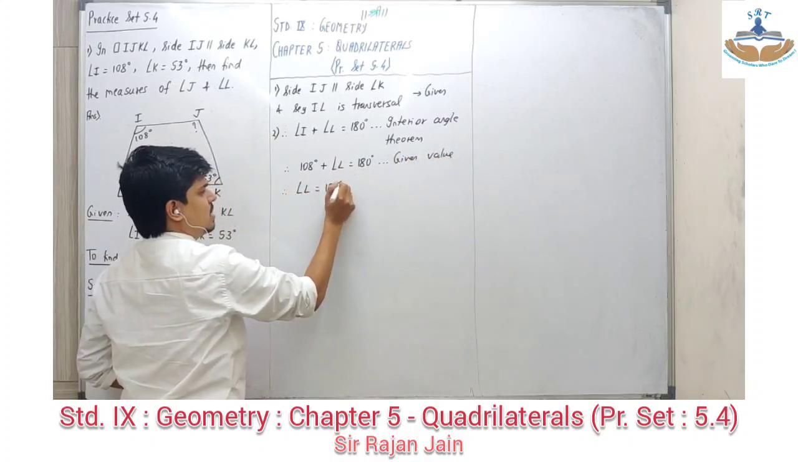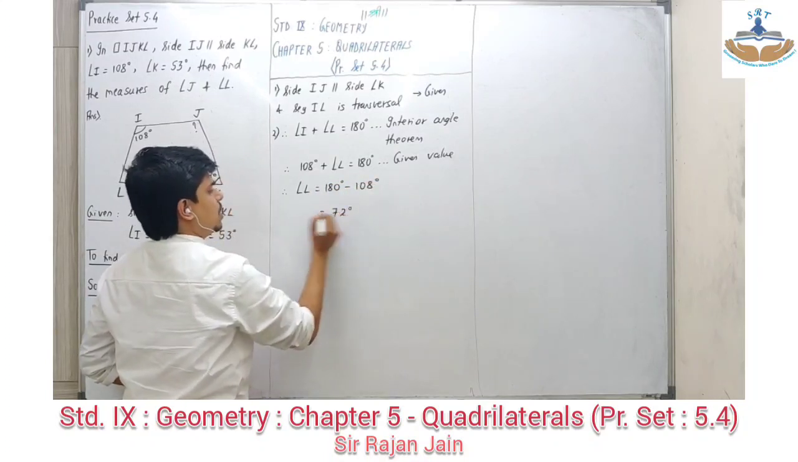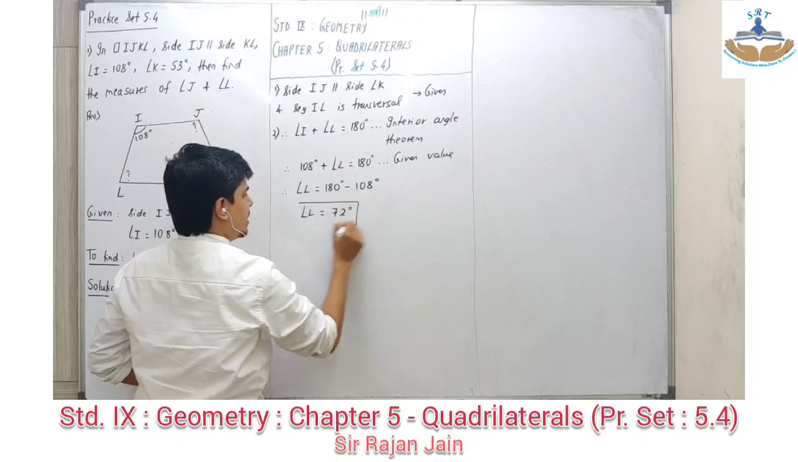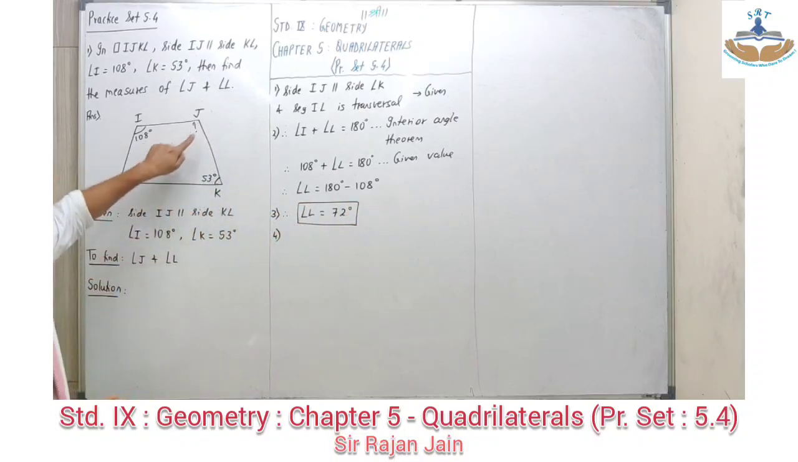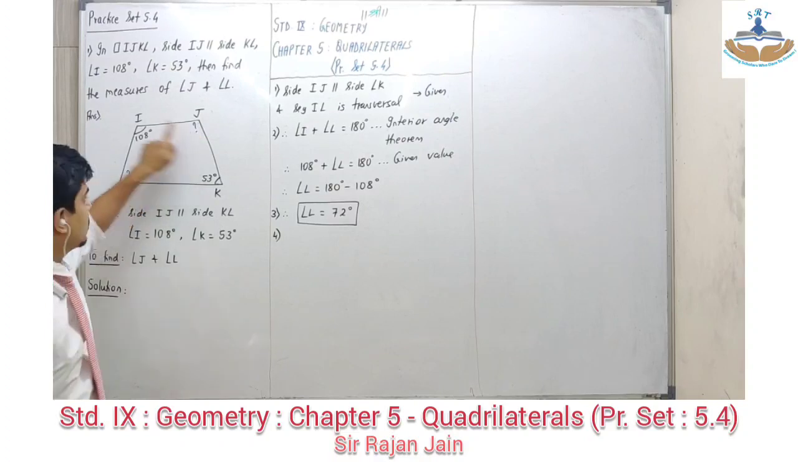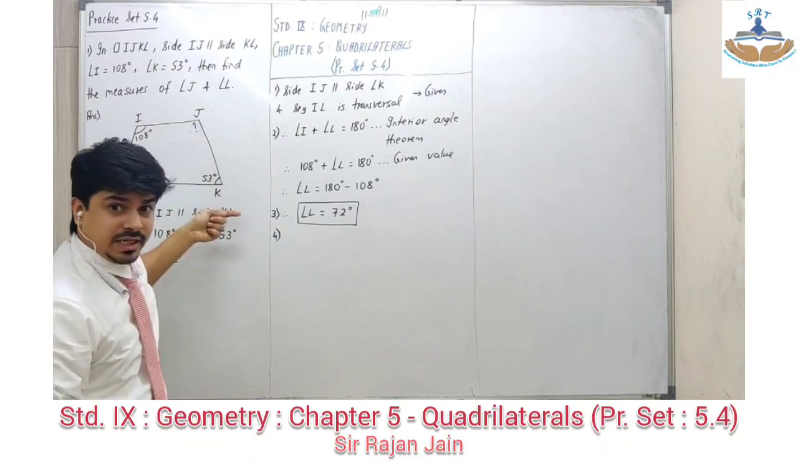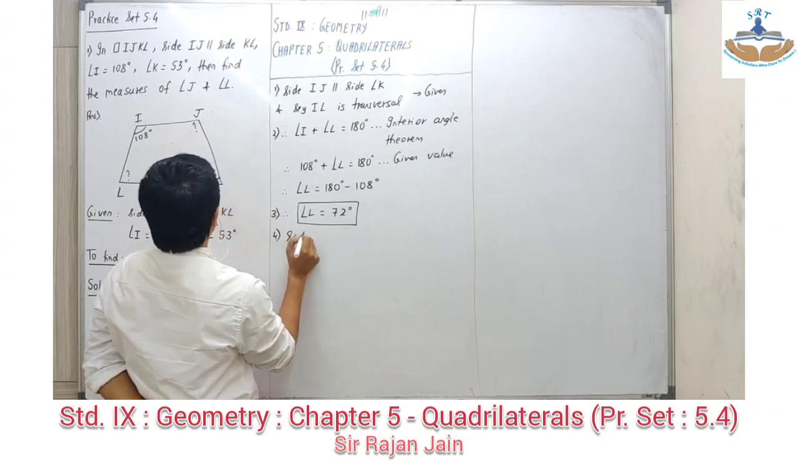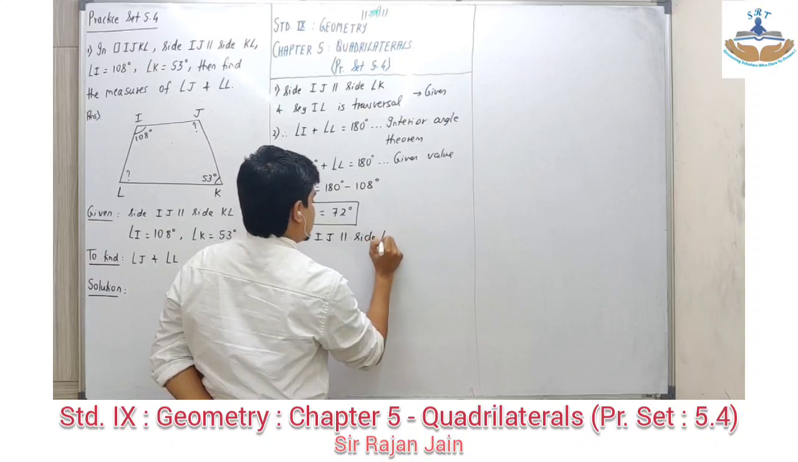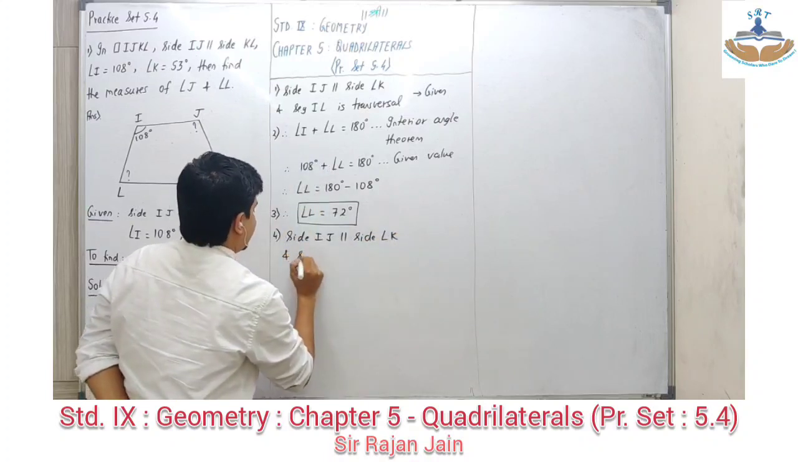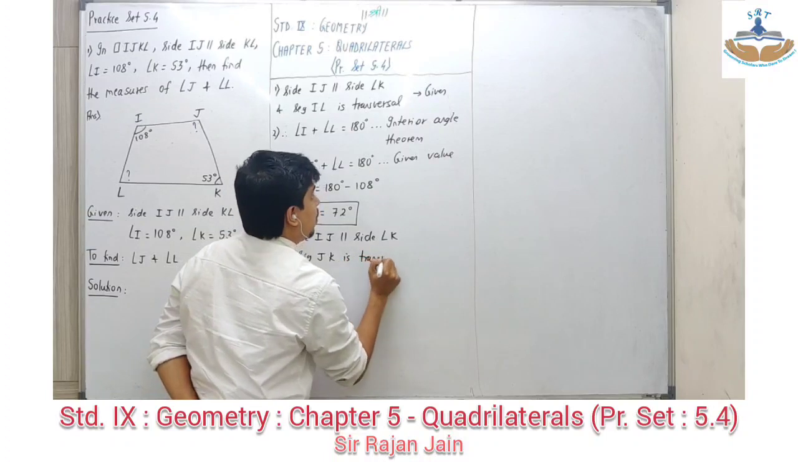Therefore, angle L will be 180 degrees minus 108 degrees. So your answer will become 72 degrees. Understood? Okay. Now I go for angle J. For angle J, what will I do? IJ is parallel to LK and JK is the transversal. So I say side IJ is parallel to side LK and your segment JK is transversal.